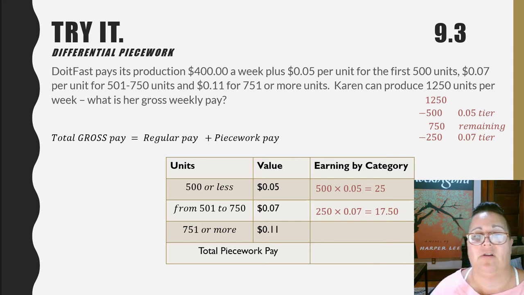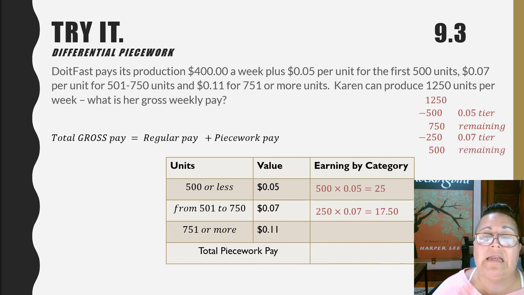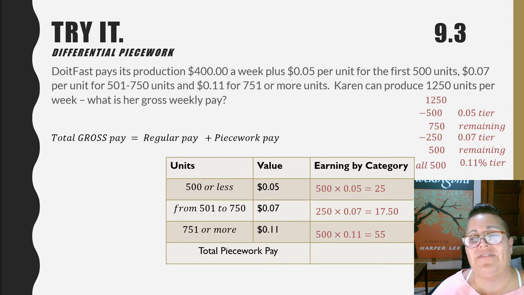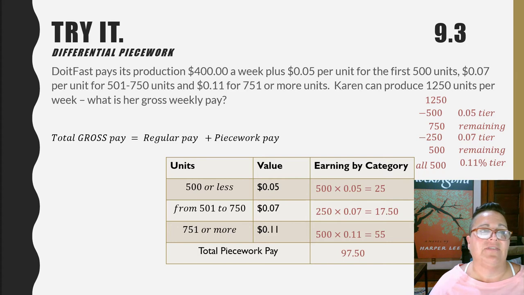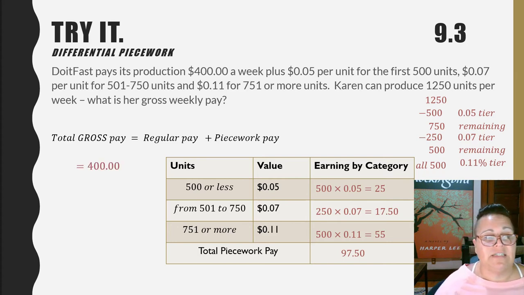Her third tier, because there are still 500 pieces remaining to be paid for. So her third tier will be those 500 pieces at the 11 cent tier. So we do 500 times 11, and she's going to get $55 for everything that's up there. That means her total piecework pay is the sum of all those categories, 25, 17.50, and 55. This gives her piecework pay of $97.50.